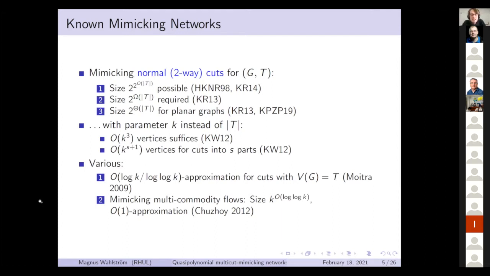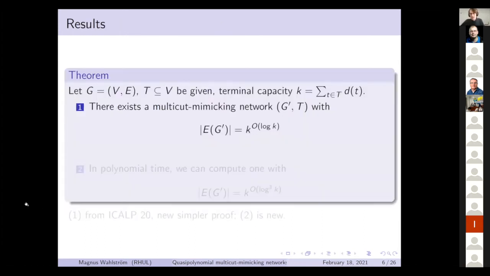Okay, I'll go ahead. So what we are interested in is just an exact sparsifier or a mimicking network whose size is determined by the total terminal capacity. The result which we had last year already is that there exists a mimicking network with k to the order log k edges, but we don't know how to compute that one. And the second result, which we're able to get now, is that in polynomial time, you can get something like k to the log cubed k.